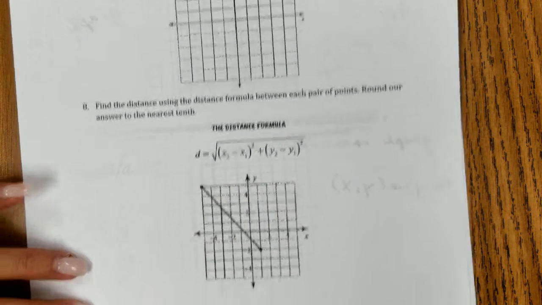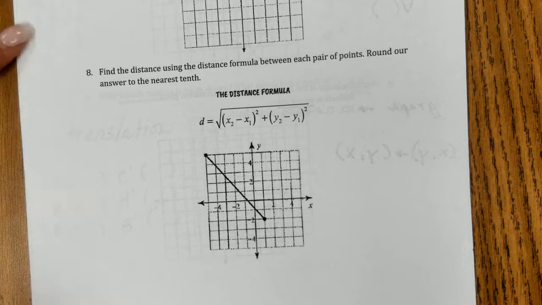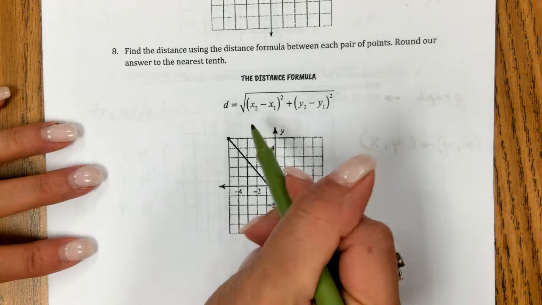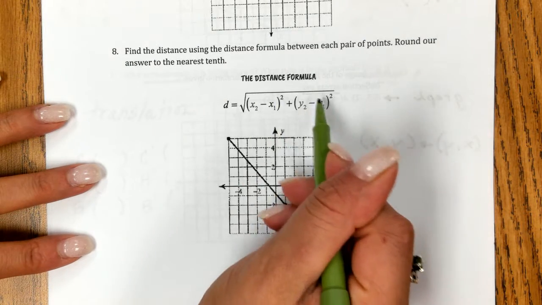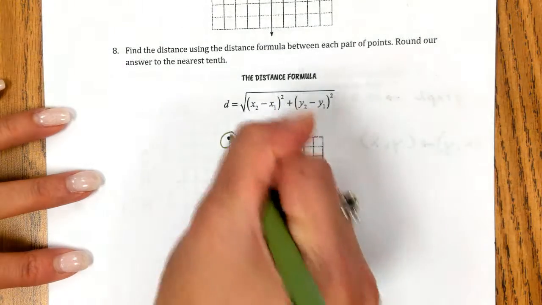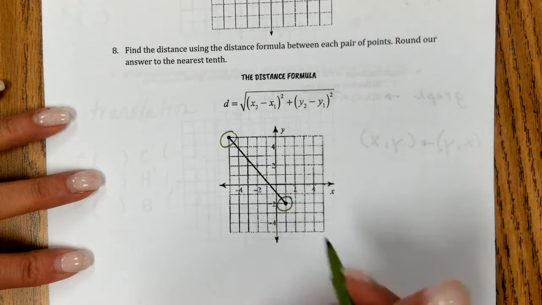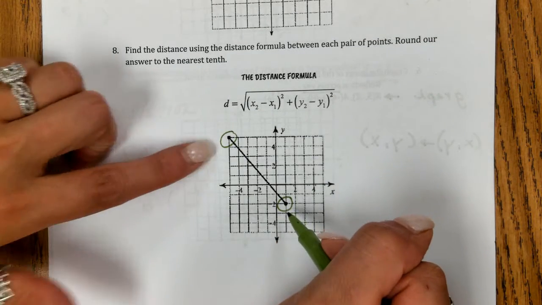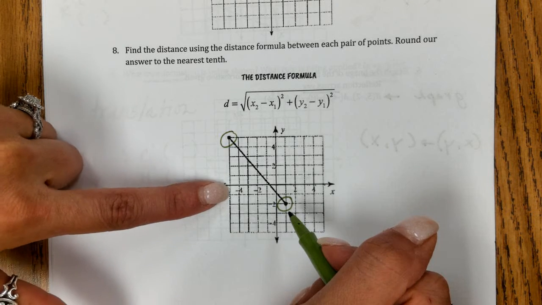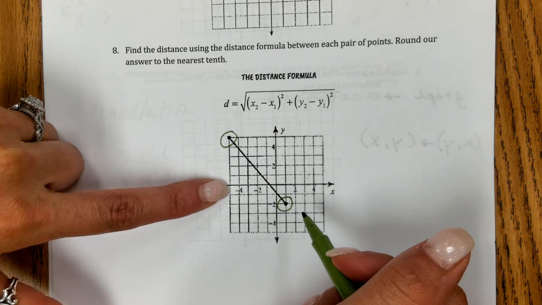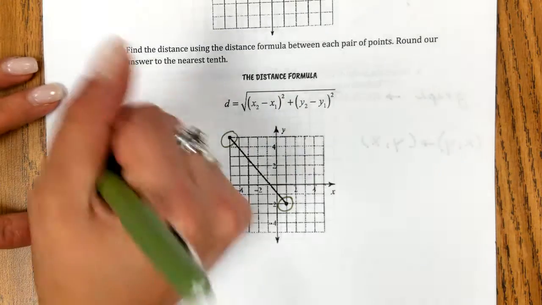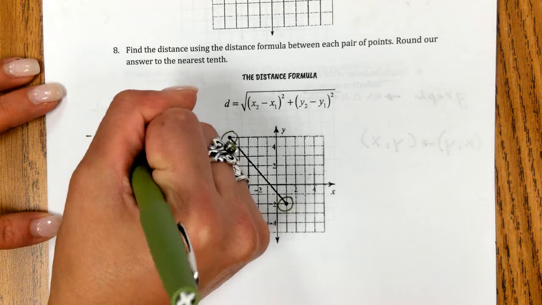Okay, moving down, you find the distance using the distance formula between each pair of points. Round your answer to the nearest tenth. This is from like the second week of school. We have done this. We've done notes on it. First thing you need to do is figure out your points. So what is my first point over here? -5, 5.